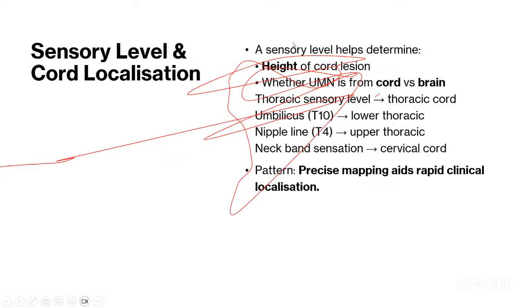So sensory level: to localize which cord level, the highest height of the cord lesion, and whether the UMN is from the cord versus the brain. At the thoracic cord, the umbilicus is at T10, just above the umbilicus it's T8, below the umbilicus T12, and nipple level is T4. Neck band sensation is cervical cord. This helps to rapidly localize the cervical cord lesion.